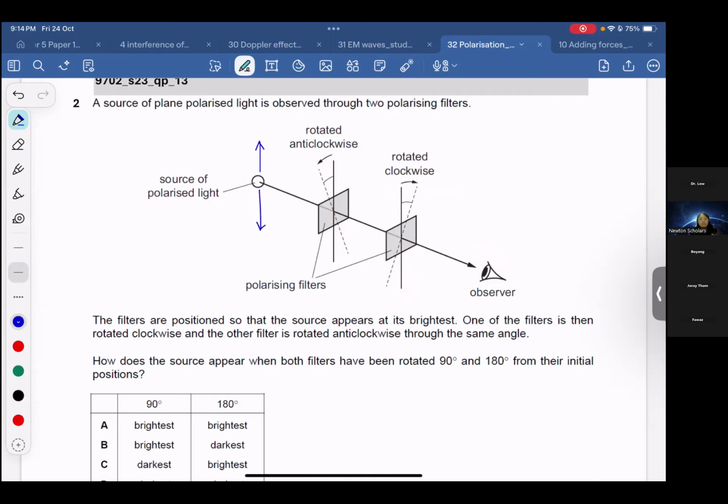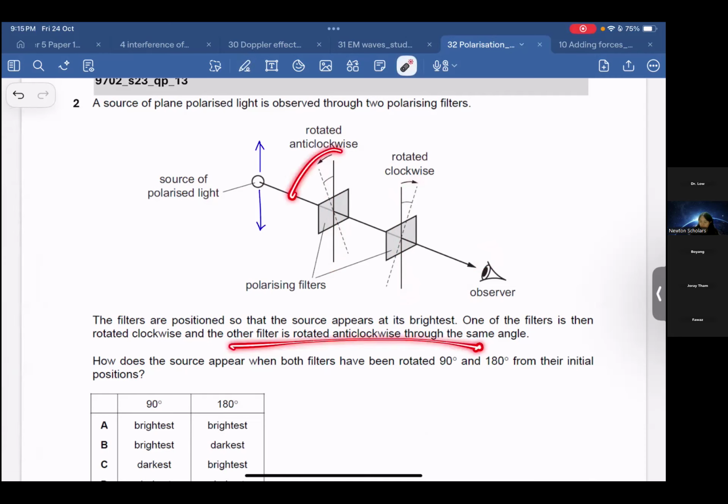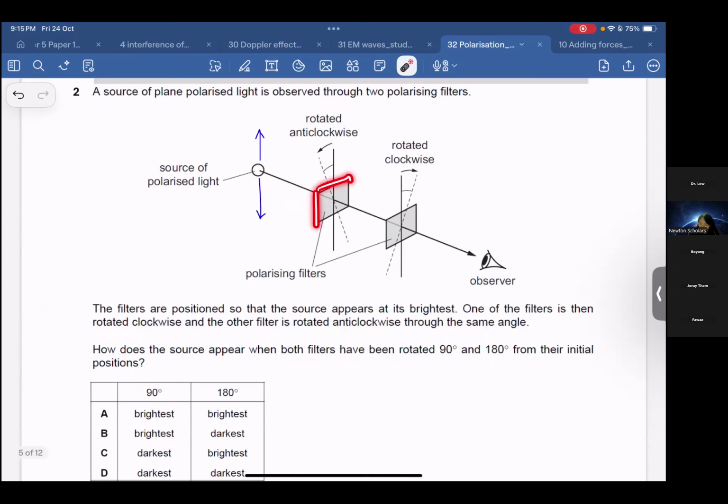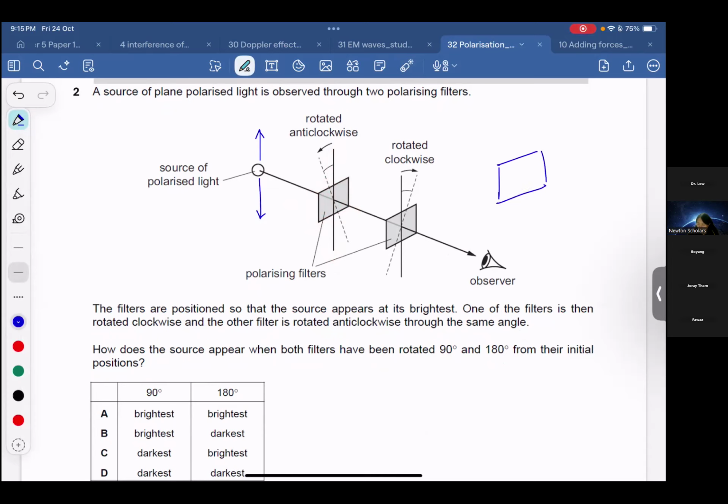Okay, then they tell you that one of the filters rotates clockwise, another filter rotates anti-clockwise, but they rotate with the same angle. They're asking you, how will the source appear when both filters are rotated 90 degrees? If your filter starts like this and becomes 90 degrees, your filter becomes like this. Another one also like this.